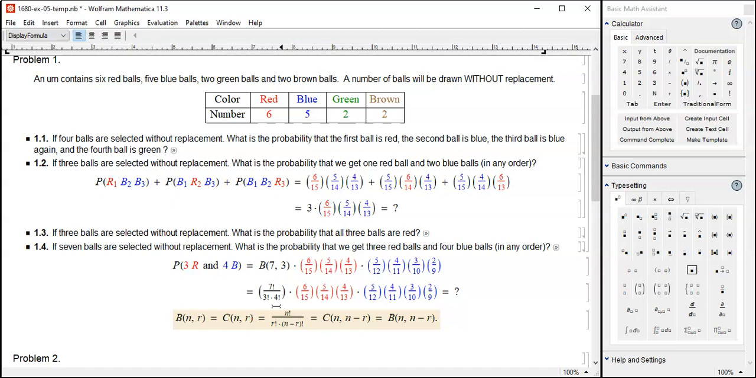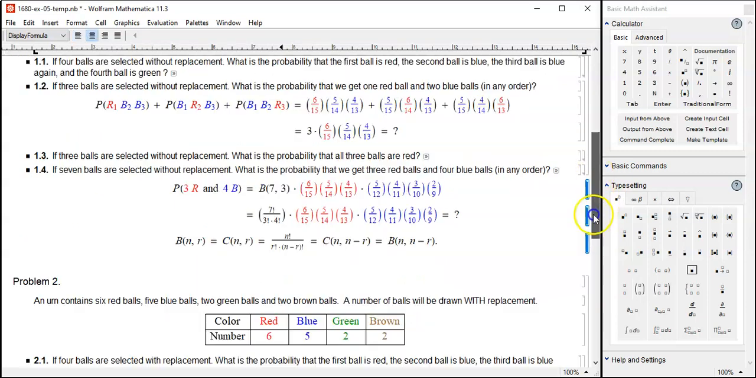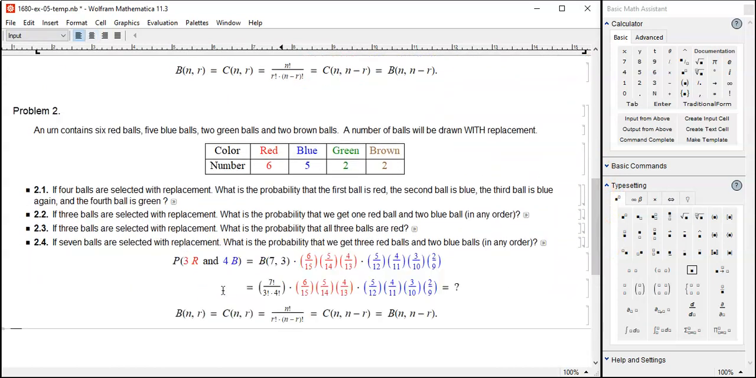Okay, all right. That was for without replacement. And I have to admit that this formula is not a very important formula. It just works as a stepping stone for the next one, which is important. Okay, all right. Let's go down over here. 7 balls are selected with replacement, this time with replacement. What is the probability we get 3 red and 4 blue?